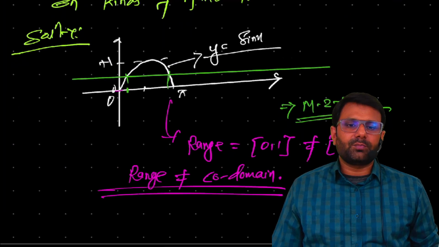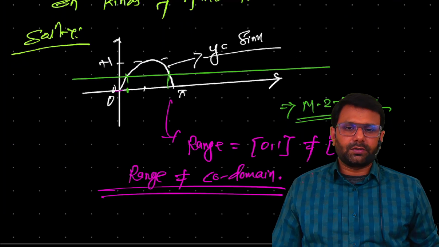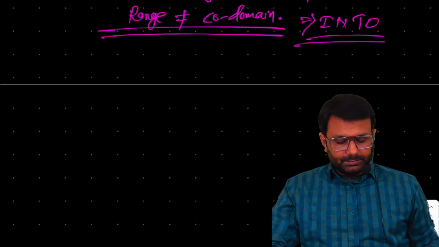Any confusion up to here? So this function is an into function. So this is an into function. Any problem? Everyone? Okay, no problem. So can I write the next question?